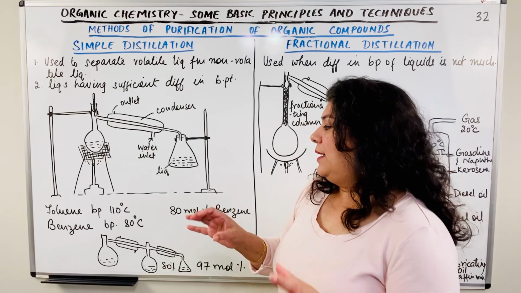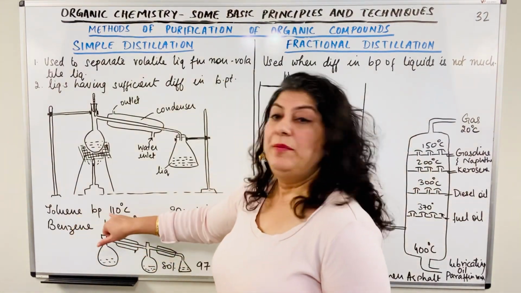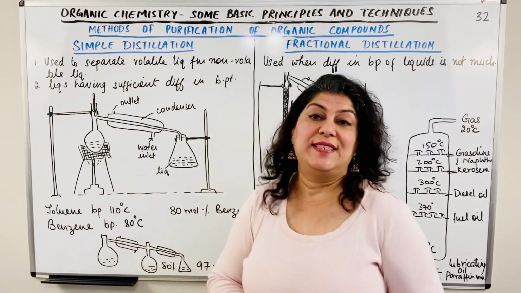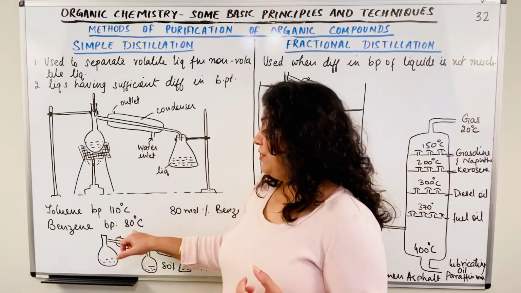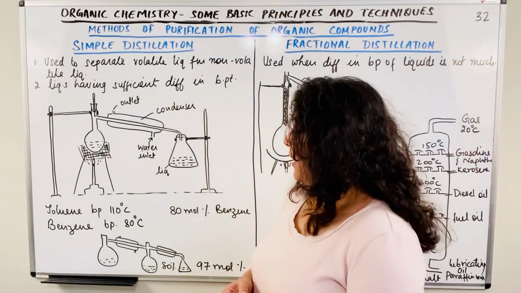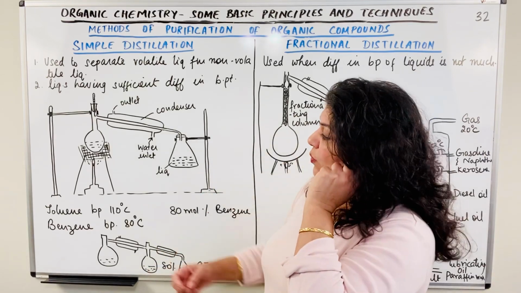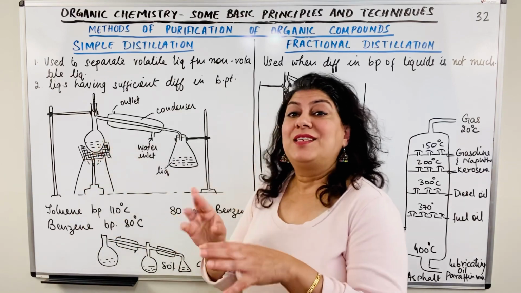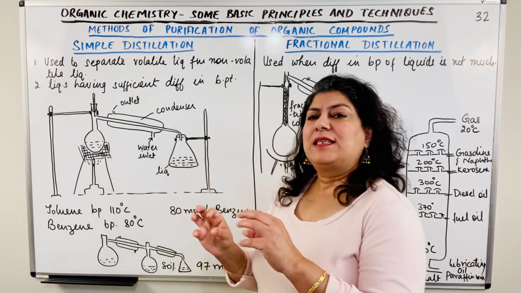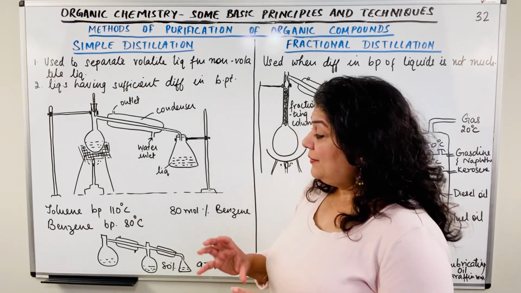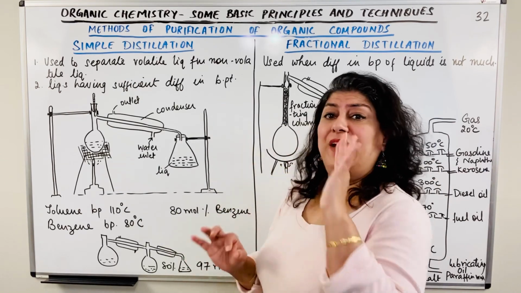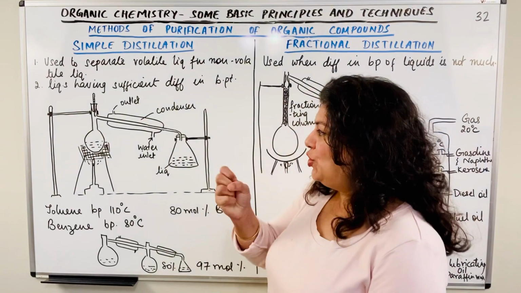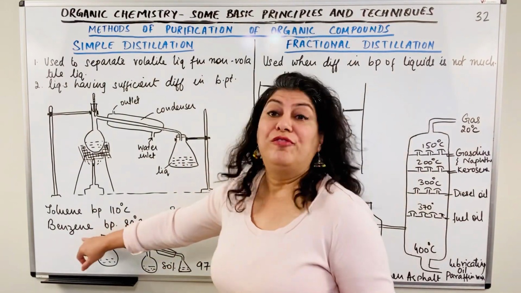Now, an example here. Toluene has a boiling point of 110 degrees Celsius and benzene has a boiling point of 80 degrees Celsius. Now this temperature difference is a difference of 30 degrees Celsius, which is pretty high. Since the difference is large, what do we do? We start heating the mixture of benzene and toluene, and we maintain the temperature of this flask at about 85 degrees Celsius. So we do not bring it up to 110 or anywhere close to 100, but it should be slightly above 80. And under these conditions, what will happen? You will start getting the vapors of benzene.